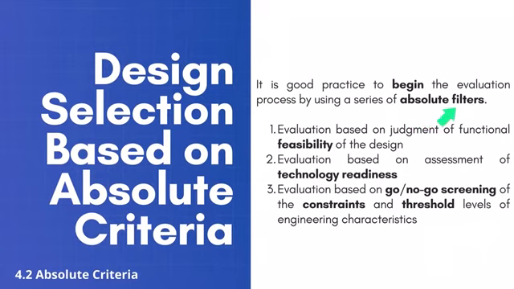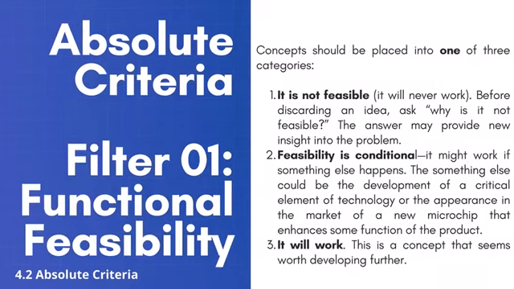The absolute filters have 3 types of evaluation. First is the evaluation based on judgment of functional feasibility of the design. Second, evaluation based on assessment of technology readiness. And the third one is the evaluation based on go, no-go screening of the constraint and threshold levels of engineering characteristics. The first absolute criteria is the functional feasibility.